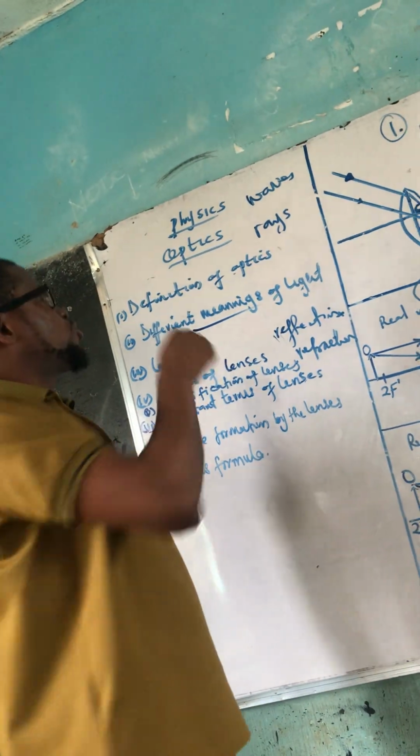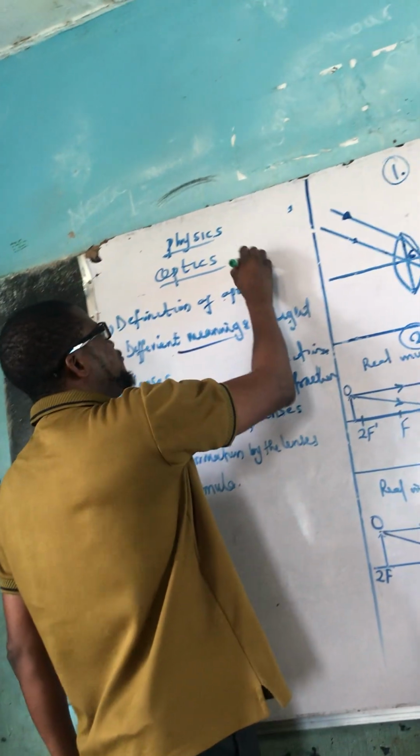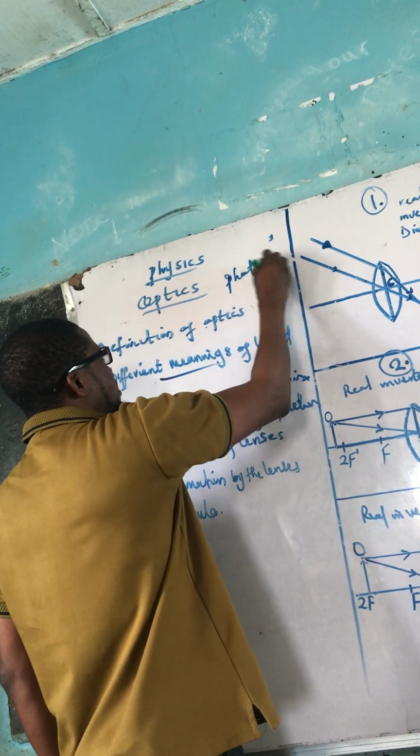Or that person can be talking about waves. And the third meaning for light is a particle called a photon. That's another meaning of light.